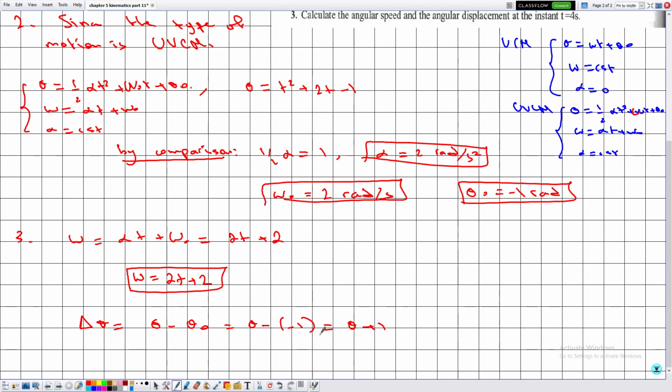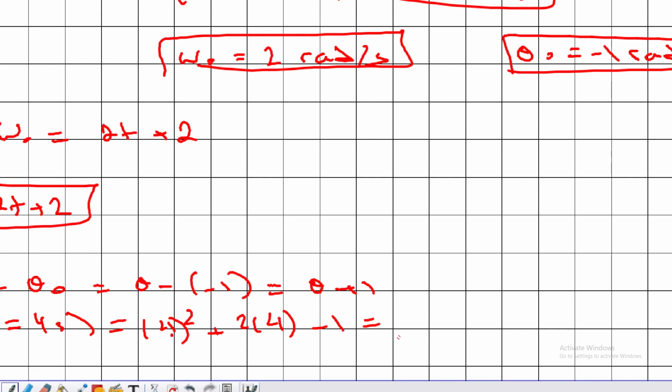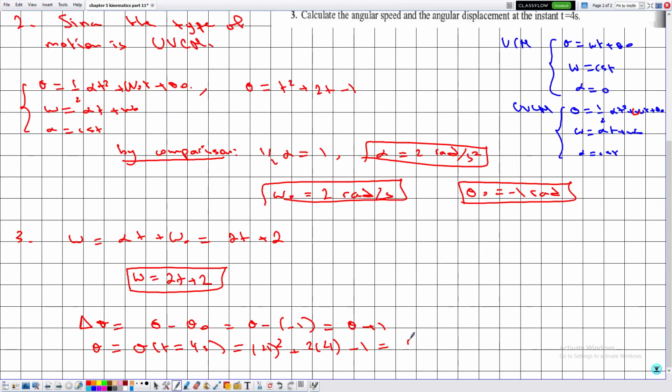As for theta, in this case theta is computed at the instant t equal to 4 seconds, so we are referring to 4 to the power 2 plus 2 multiplied by 4 minus 1, which is equal to 16 plus 8, which is 24, minus 1, 23. Make sure of the calculation, 16, okay. So this is 23 radians, so in this case delta theta is equal to 23 plus 1, which is equal to 24 radians.